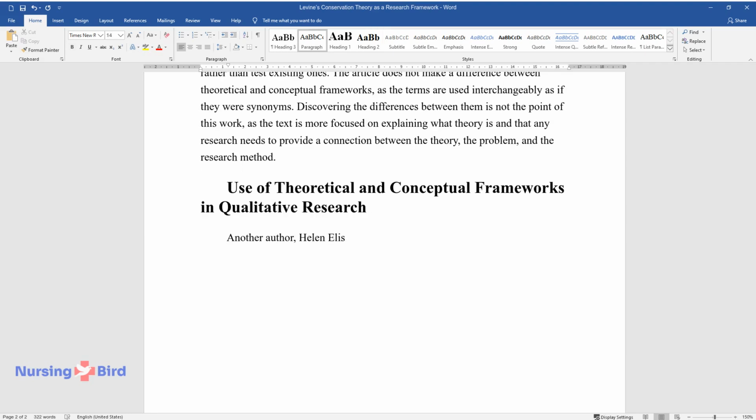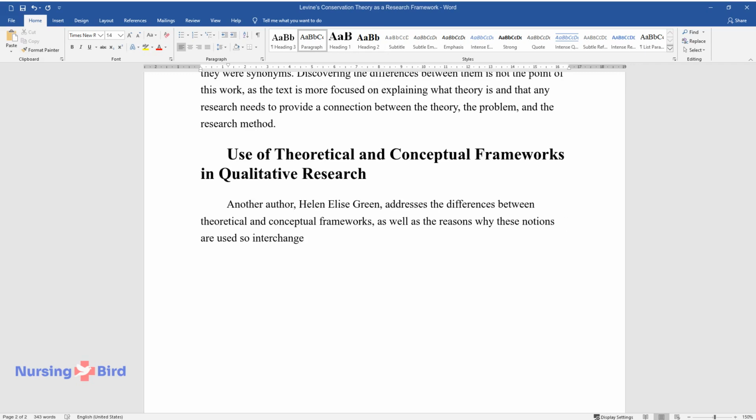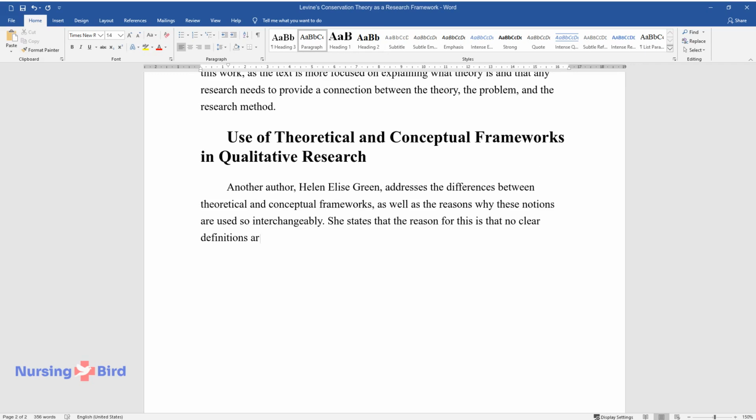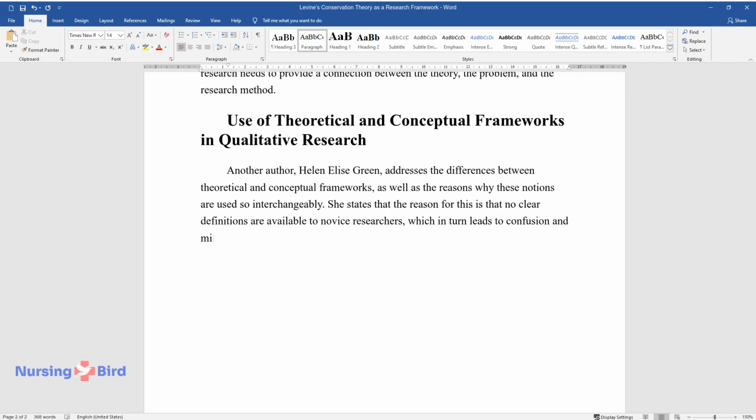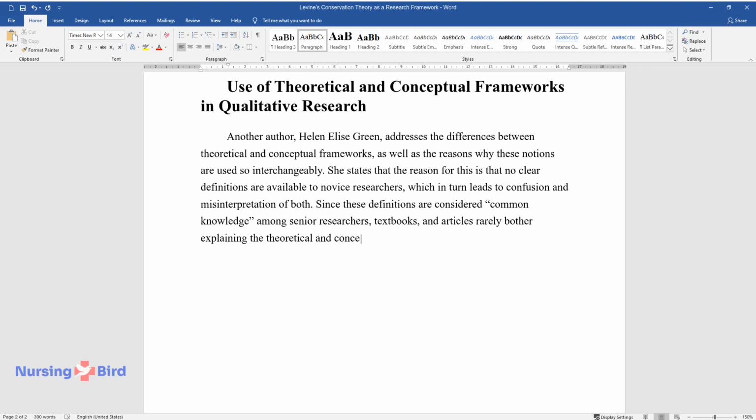Another author, Helen Elise Green, addresses the differences between theoretical and conceptual frameworks, as well as the reasons why these notions are used so interchangeably. She states that the reason for this is that no clear definitions are available to novice researchers, which in turn leads to confusion and misinterpretation of both. Since these definitions are considered common knowledge among senior researchers, textbooks and articles rarely bother explaining the theoretical and conceptual frameworks used in a study.